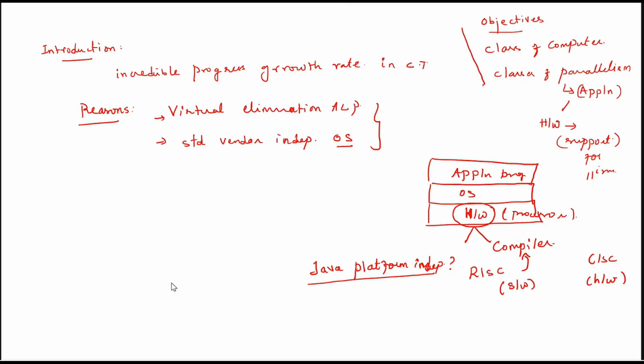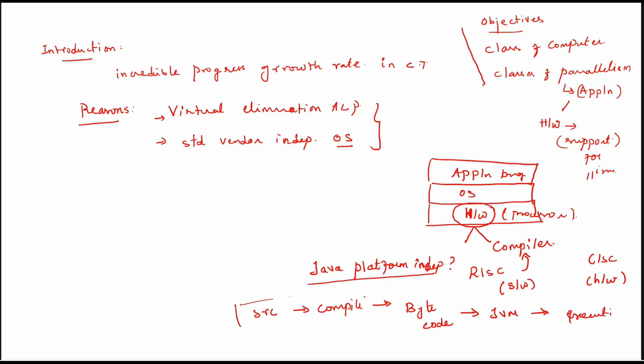Actually, what is happening in the Java case? You give your source file, and it goes to the compiler. The output of that compiler is a class file, a bytecode, isn't it? The bytecode then goes to the Java virtual machine, and finally you get the executable, and it gets executed. This is what happens in the case of Java.